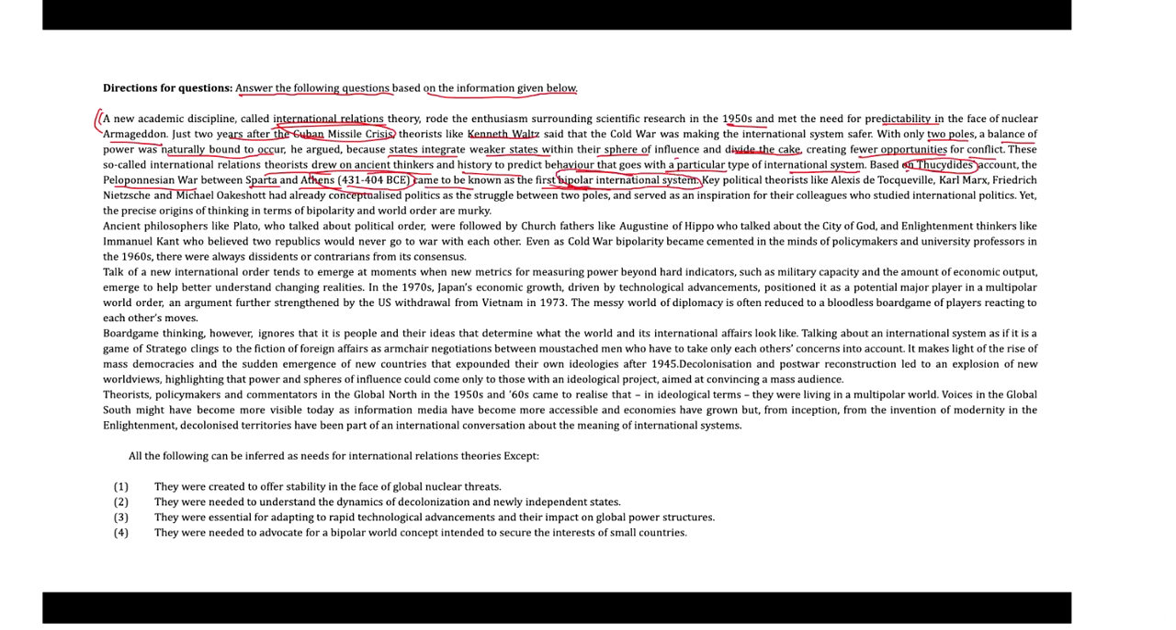The key political theorists like Alexis de Tocqueville, Karl Marx, Friedrich Nietzsche, and Michel Oakeshott had already conceptualized politics as the struggle between two poles and served as an inspiration for their colleagues who studied international politics. Yet, the precise origins of thinking in terms of bipolarity and world order are murky. The meaning of murky is something which is unclear.